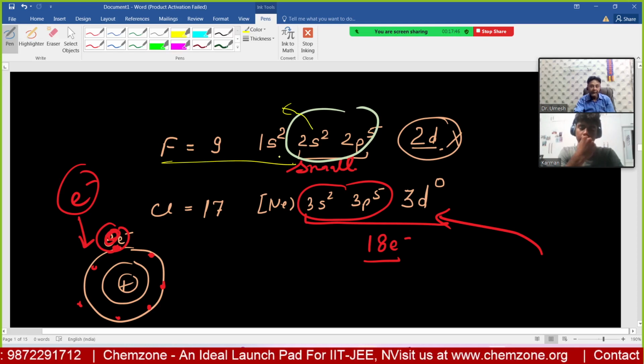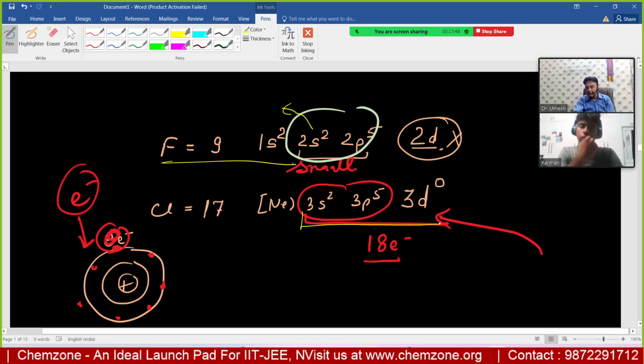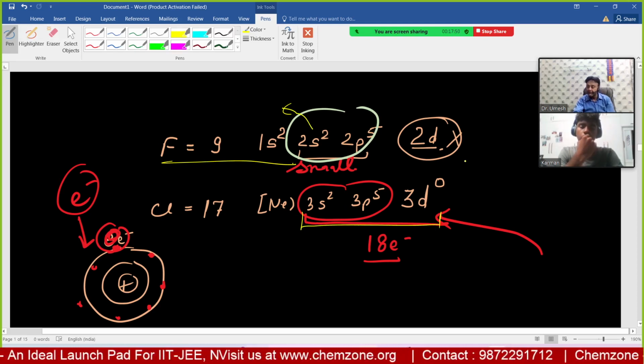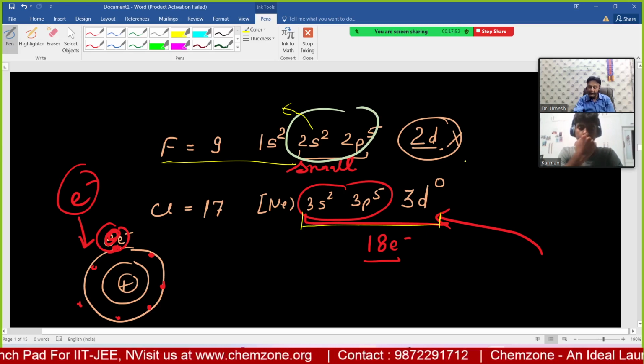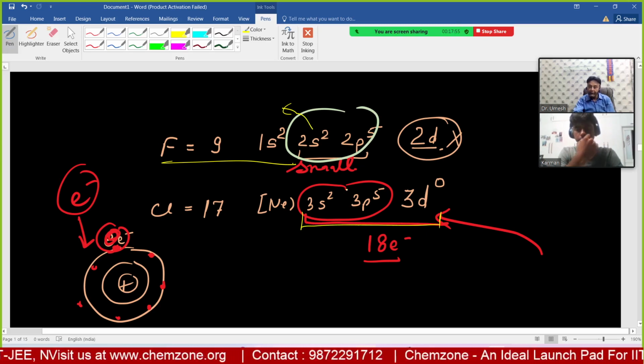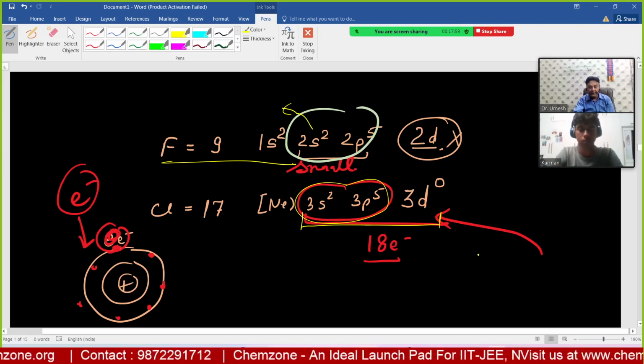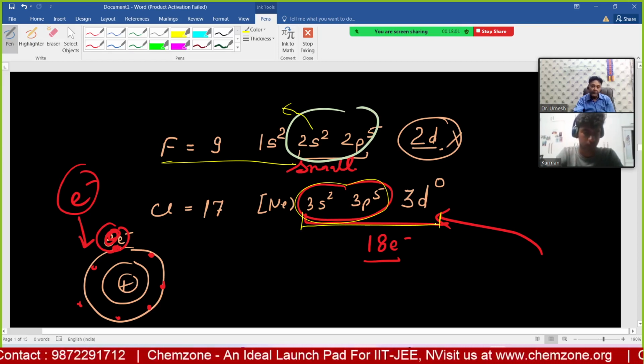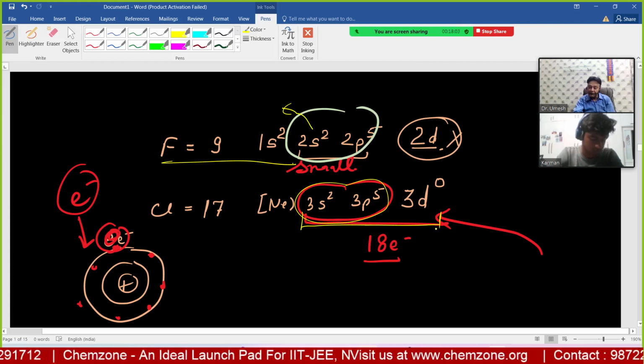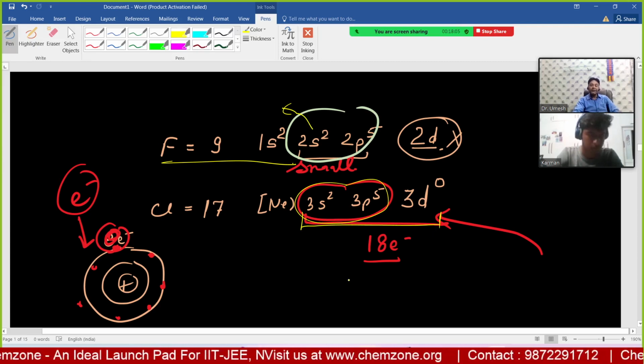Okay. In the case of chlorine, we have now space for 18 electrons, but only 7 are filled. It means the next electron can be easily accommodated. They have a strong attraction for the incoming electron, so a large amount of energy is released.